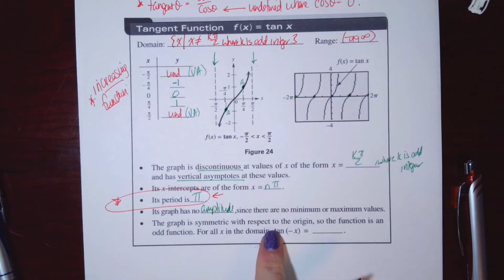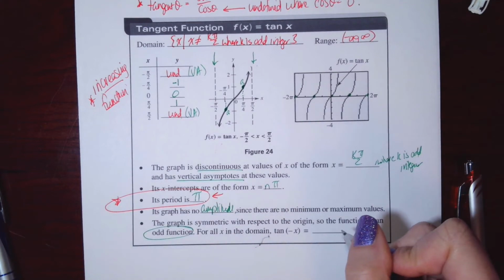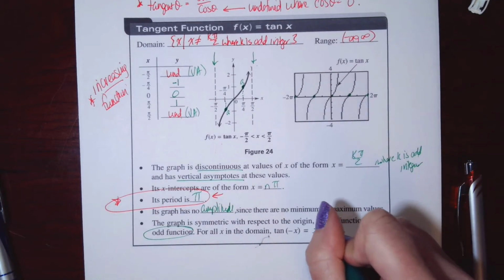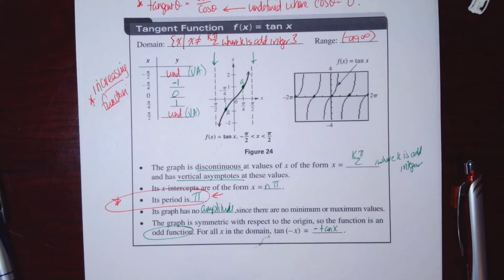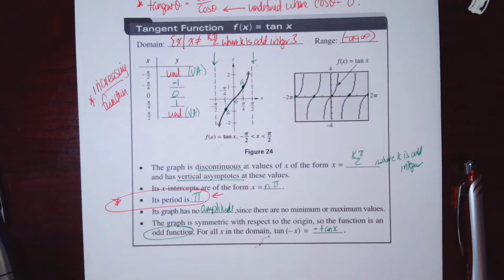The graph is symmetric with respect to the origin, so it is an odd function. Tangent of negative x is the same thing as a negative tangent of x, or the opposite of tangent x. Remember, cosine and secant are the only two even functions. The other four functions are all odd functions. I just grabbed the identity sheet because I thought that was on your identity sheet somewhere, your even and odd functions, but I don't see it on this copy.